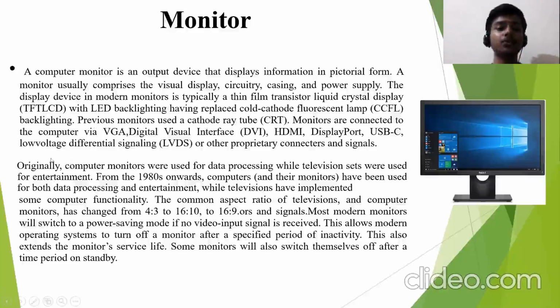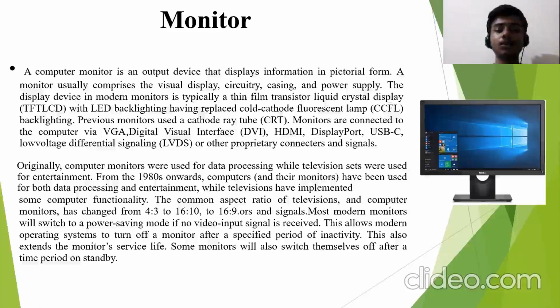Monitors are connected to the computer via VGA, digital visual interface, HDMI, DisplayPort, USB-C, low voltage differential signaling, or other proprietary connectors and signals. Originally, computer monitors were used for data processing, while television sets were used for entertainment.